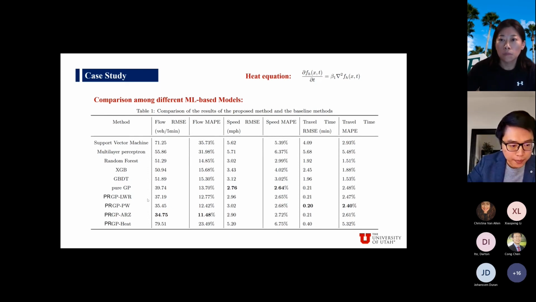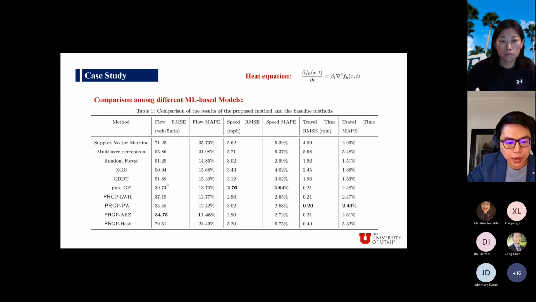Yeah, thank you. So if we compare the results here, we can see these three PRGPs can outperform the pure GP, and also the second order models can outperform the first order model as well. So that has proved the capability of encoding additional valuable knowledge from classical traffic flow models into the Gaussian process. And at the same time, if we look at the performance of the PRGP with the heat equation, we can see that with the heat equation, we even have a worse performance, because the heat equation is not suitable for traffic flow models. So these results somehow gave us an idea about how to interpret the model performance. When you have a better or more advanced traffic flow model, then your PRGP will also be better.